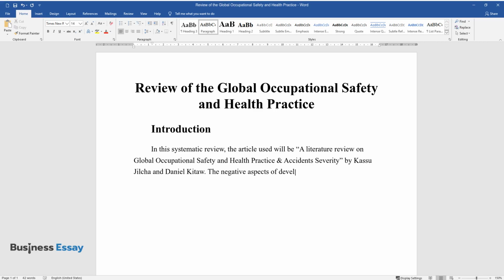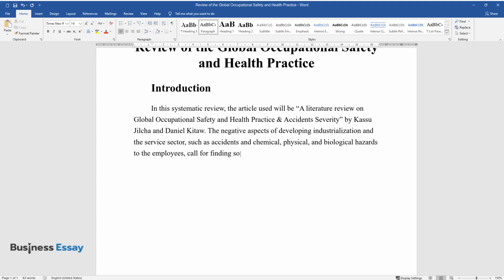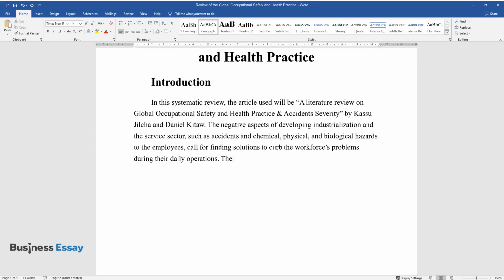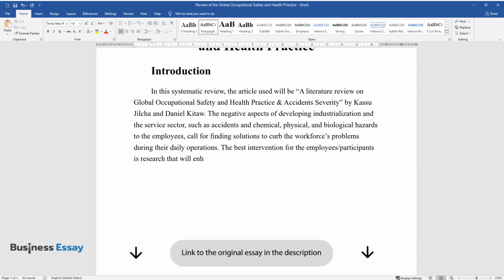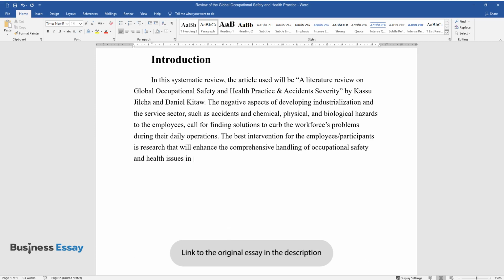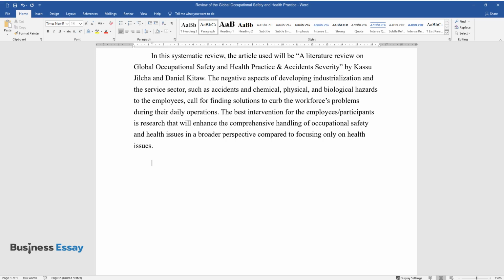The negative aspects of developing industrialization and the service sector, such as accidents and chemical, physical, and biological hazards to the employees, call for finding solutions to curb the workforce's problems during their daily operations. The best intervention for the employees/participants is research that will enhance the comprehensive handling of occupational safety and health issues in a broader perspective compared to focusing only on health issues.